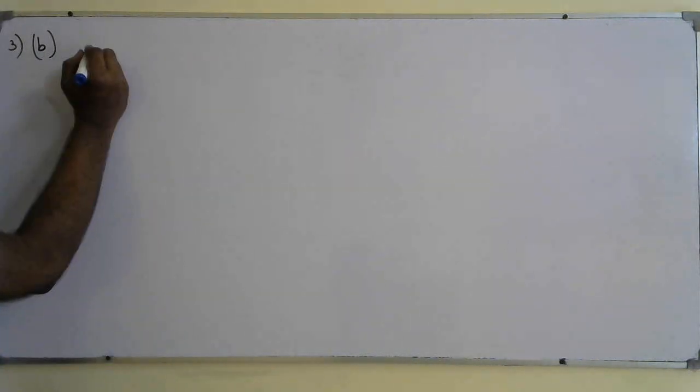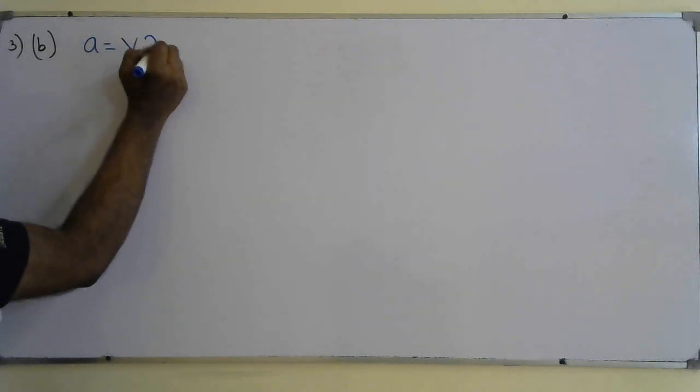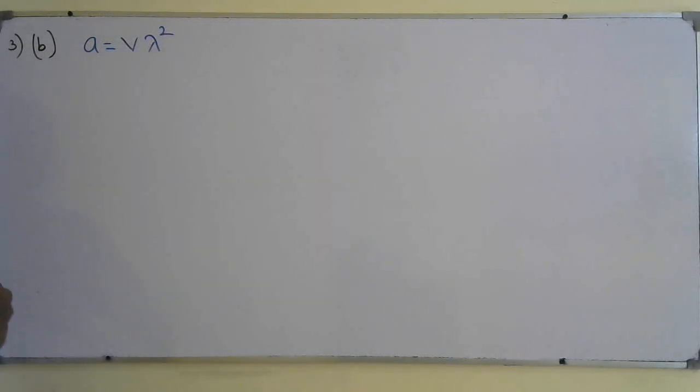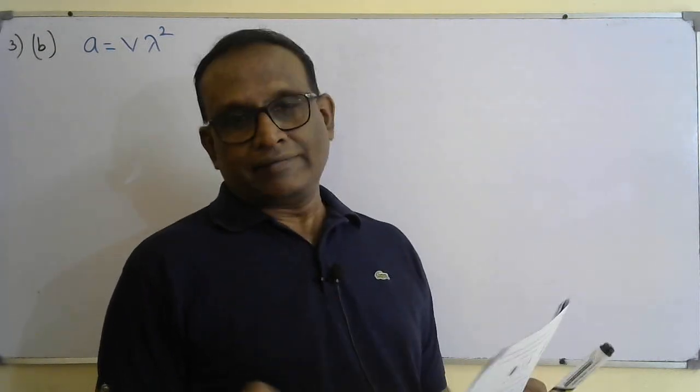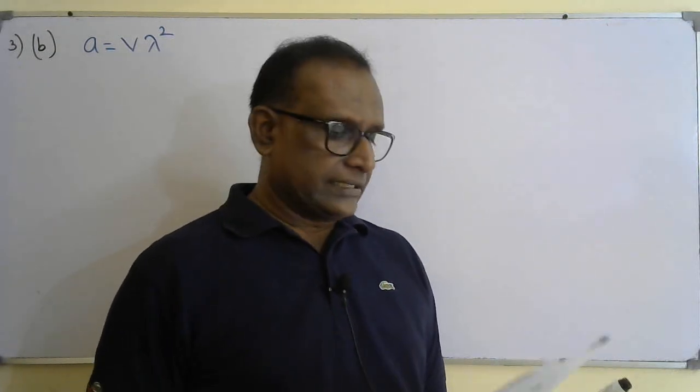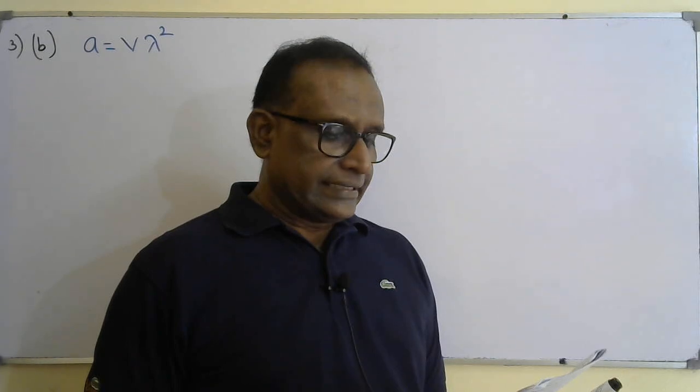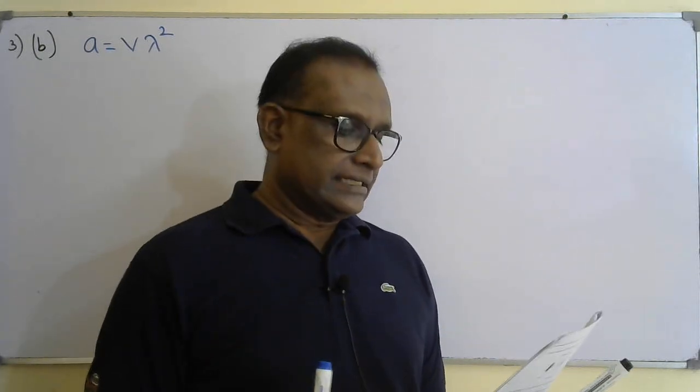They are giving A equals V lambda squared. We don't use this equation in our unit 2 syllabus, but they are giving a new equation, but you can handle it. The results are shown in the table. So they are giving the data collected.